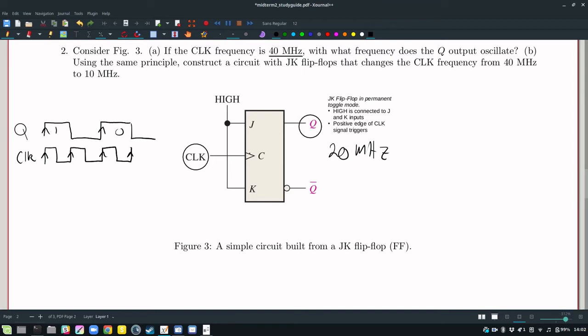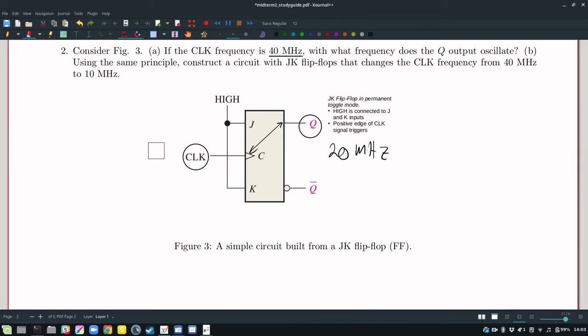And so there is a relative divide by 2 operation between the positive edge of clock and the positive edge of Q. And so the third question, or the second question, is using the same principle, construct a circuit with JK flip-flops that changes the clock frequency from 40 to 10 megahertz.